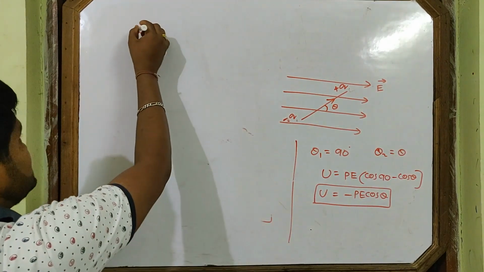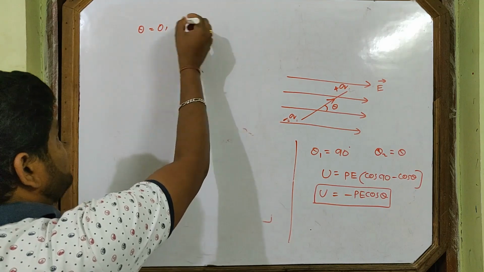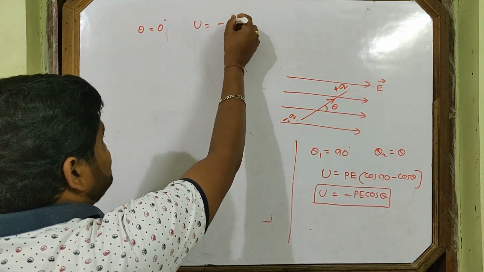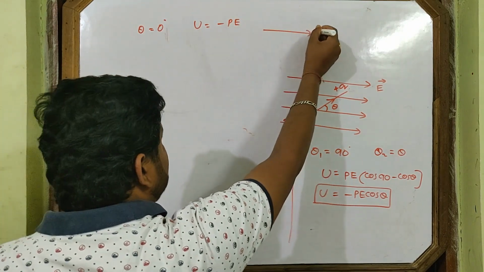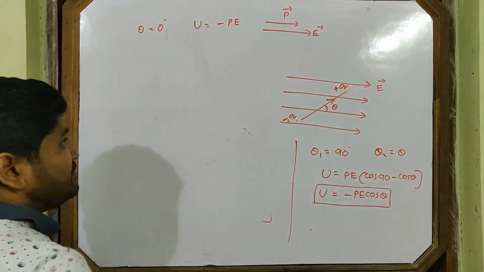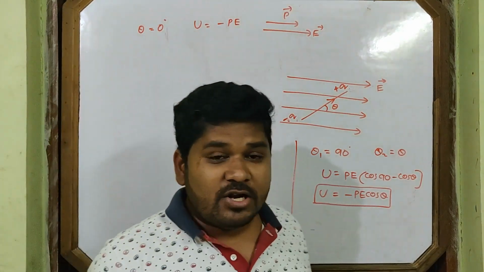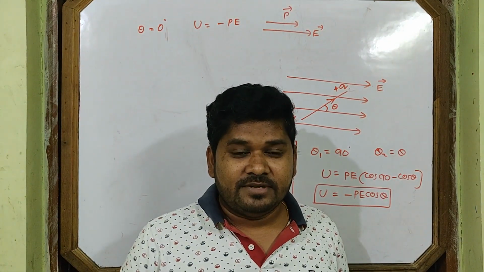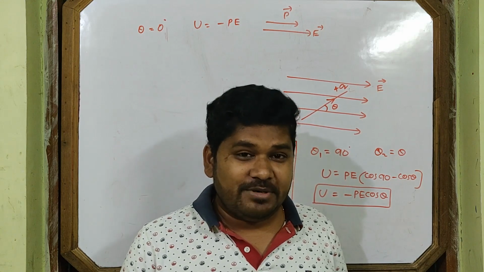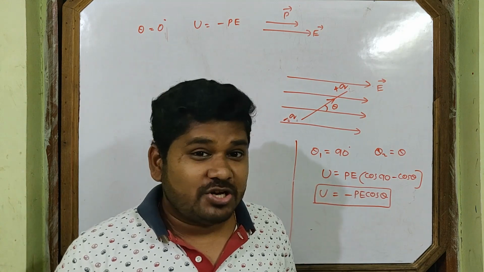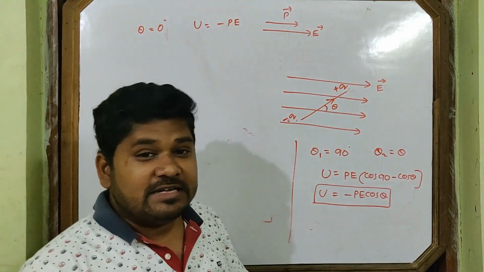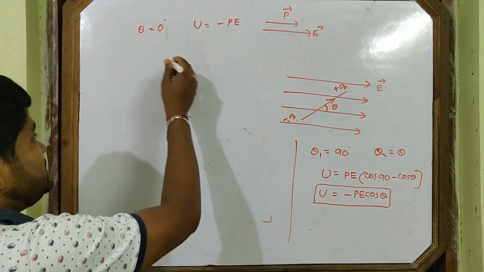When theta is 0, what is potential energy? You see, minus PE means this condition. This is the electric field, this is the dipole moment. Minus PE, potential energy is minimum. Stable equilibrium position. When a body is in stable equilibrium position, its energy is always minimum. So minus PE means it's a minimum potential energy.